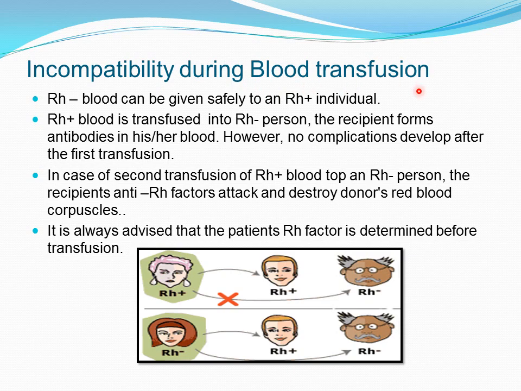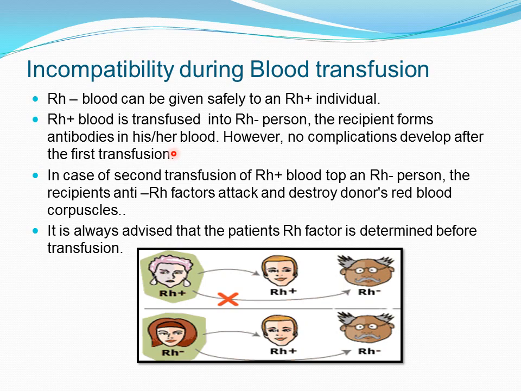So what is happening? Now suppose Rh negative blood is transfused to a person having Rh positive blood group. It is safely done. Now Rh positive blood is transfused to an Rh negative person. The recipient forms antibodies in his or her blood.